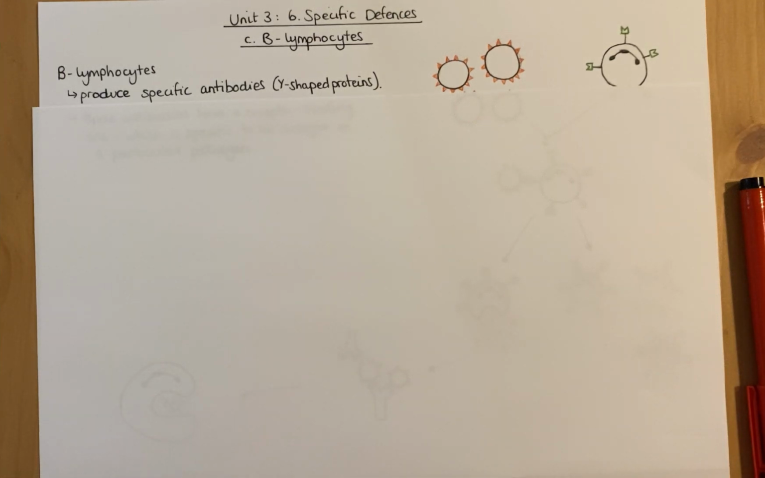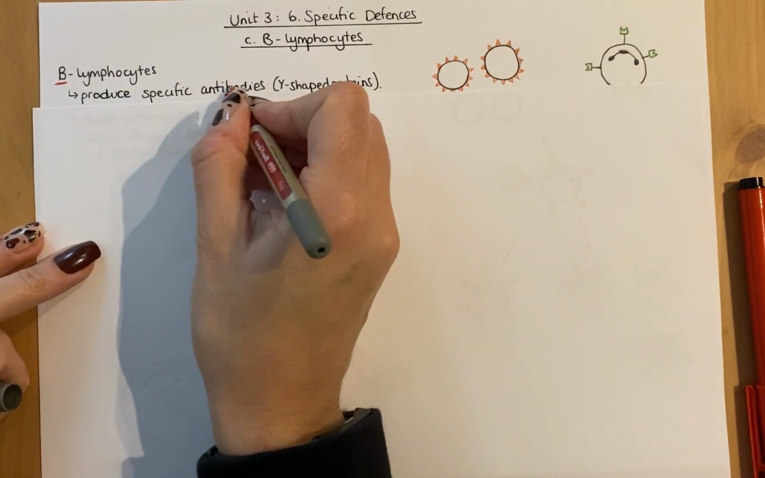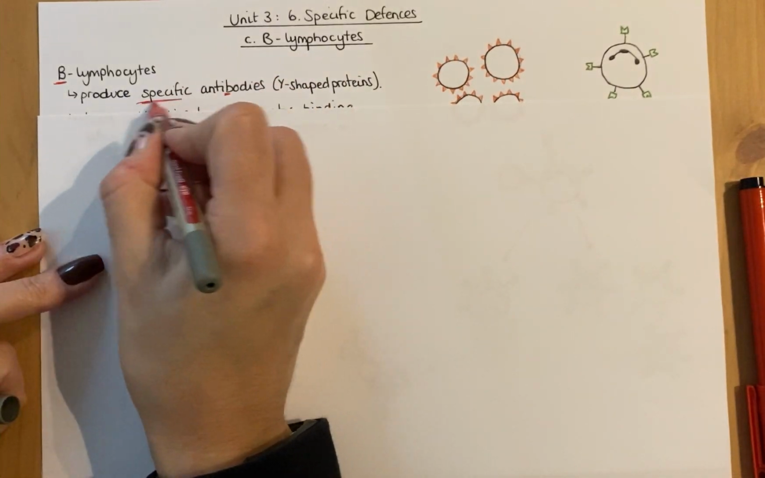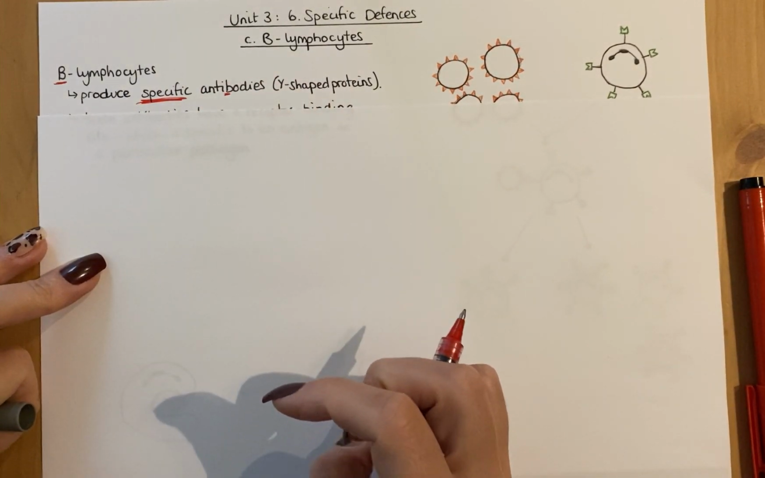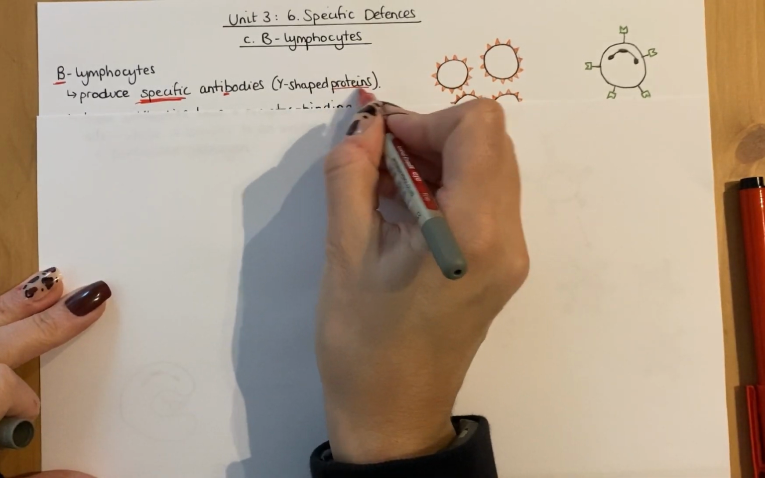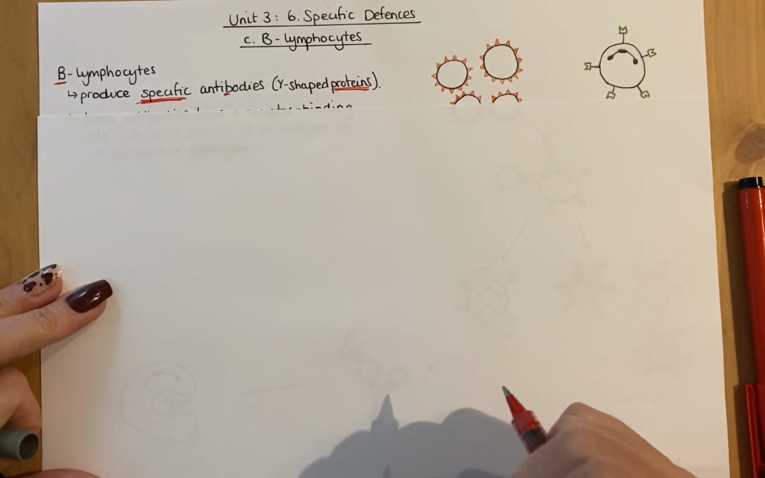Now, for this, it's far more specific to B lymphocytes. So B lymphocytes produce antibodies. At this point, you can never get bored of saying the word specific. Antibodies are Y-shaped proteins, so think about proteins and the fact that these cells would then have a lot of ribosomes and would need a lot of energy to produce those.